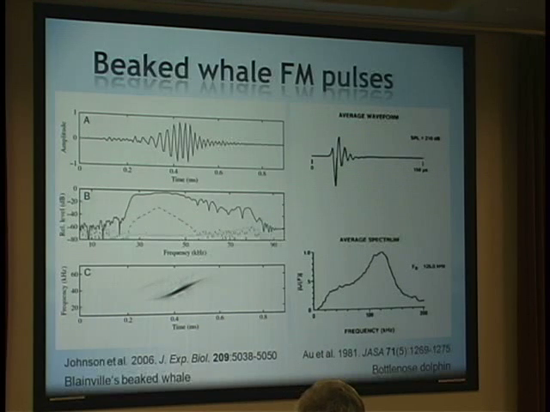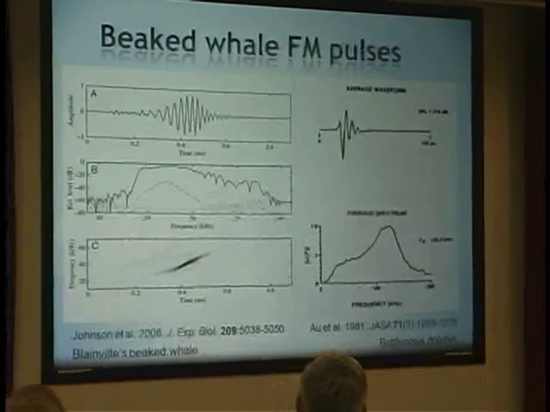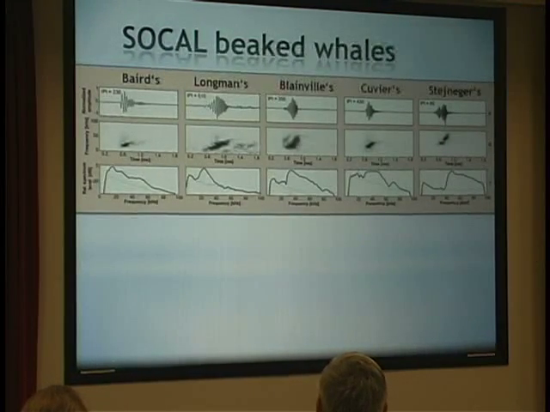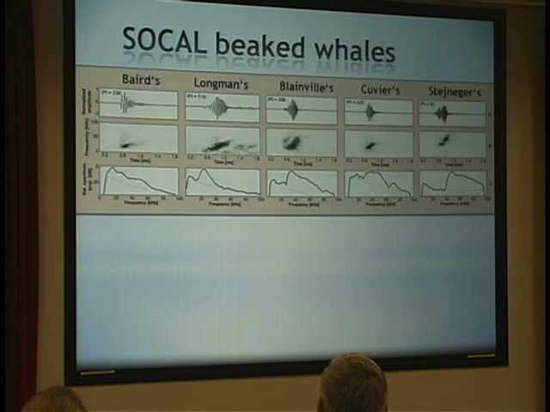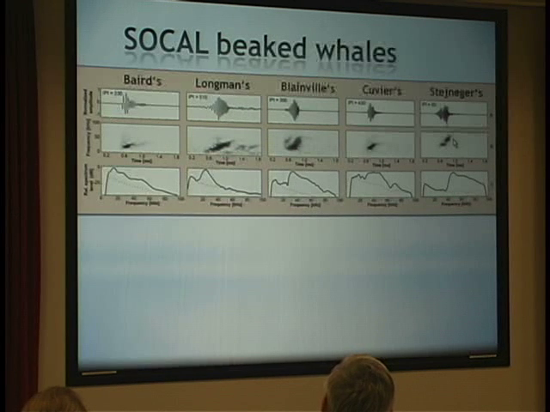Most delphinids, or all delphinids that I can tell, do not have that. So that's something beaked whales seem to be uniquely having. Additionally, we and others have found that you can discriminate those beaked whale species, not only in that they do have a sweep, but also by the general frequency range that sweep occurs. And those are the 5 species that we currently can discriminate in the Southern California bight.